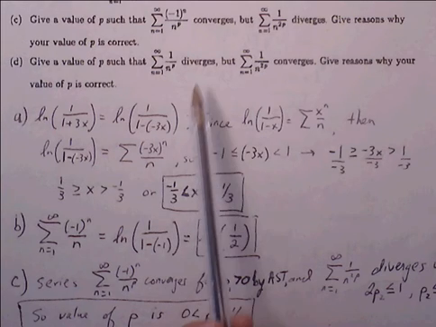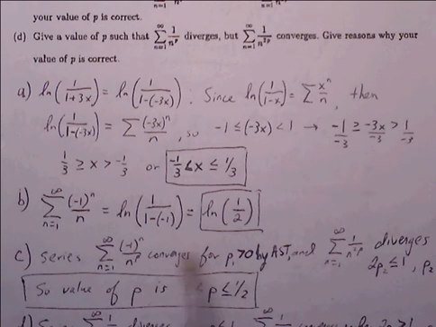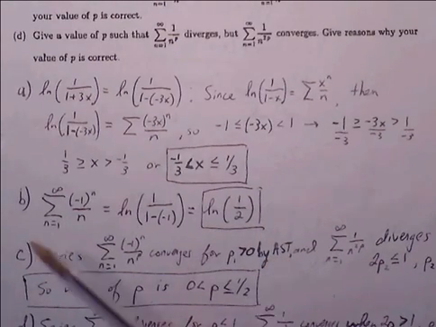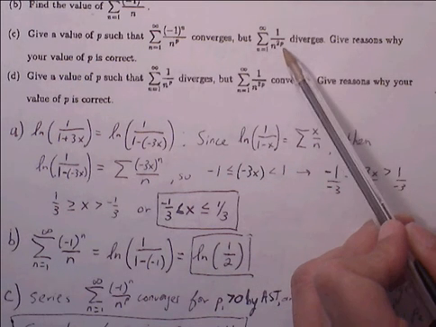So as long as the p-value is greater than 0, we know that this fraction will eventually move its way towards 0. The sequence will eventually go to 0, and that's all that's required by the alternating series test. For this, however, we want this to diverge.